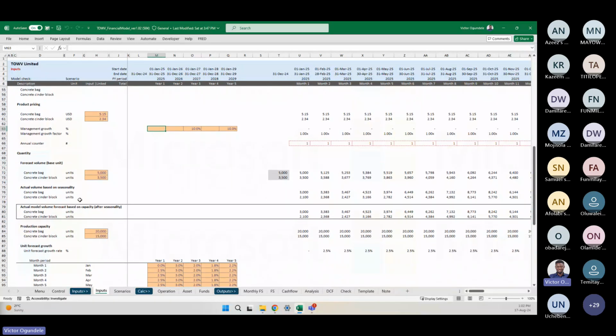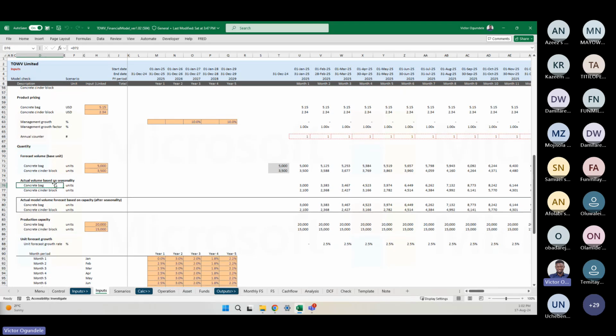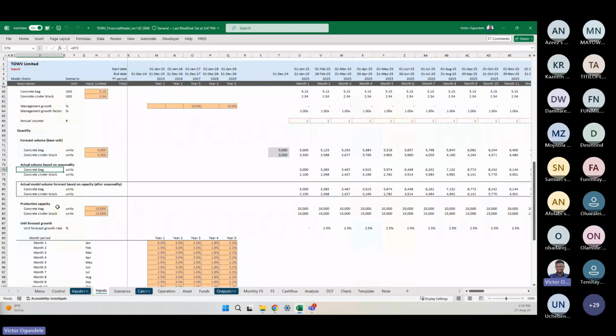And we went ahead to also input our quantity of the forecast unit. So we have the base unit, then we incorporated seasonality into it so that we mirror the reality of how business operates in real life. And in considering that, we also factor in our product capacity factor.